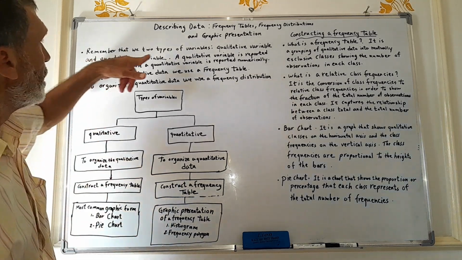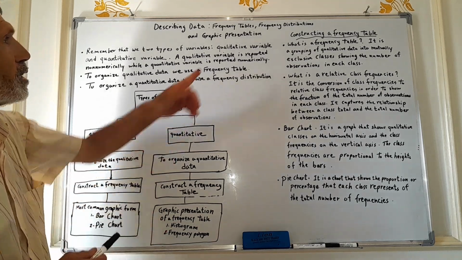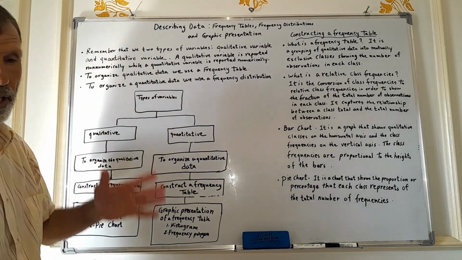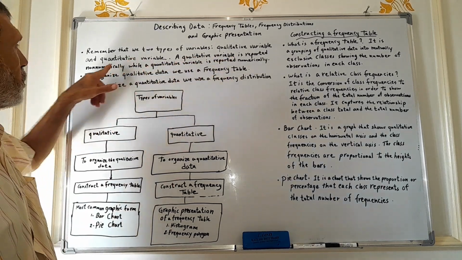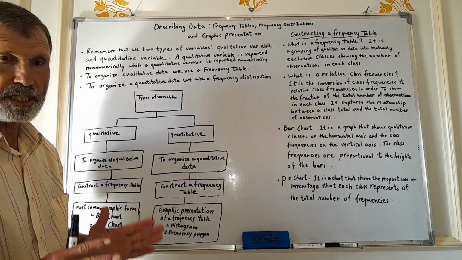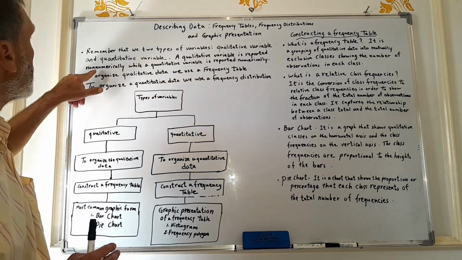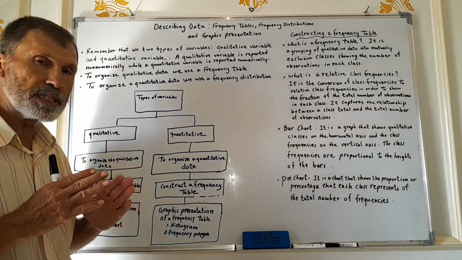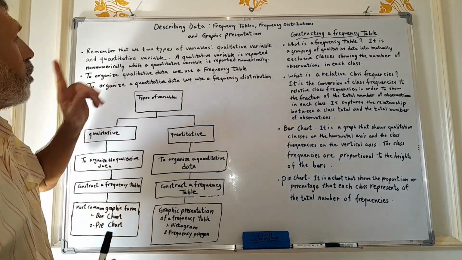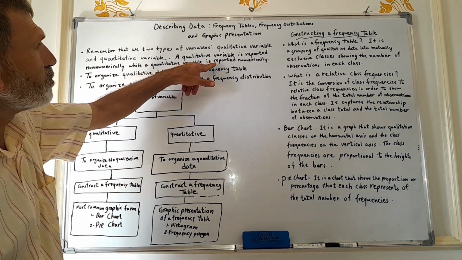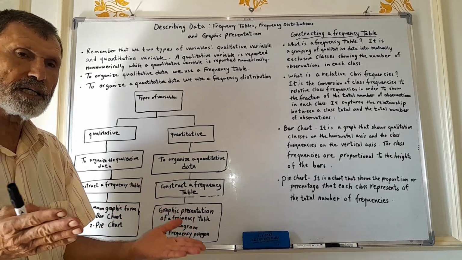So remember, we have already talked about two types of variables, namely qualitative variables and quantitative variables. The qualitative variable is reported non-numerically. Okay? While a quantitative variable is reported numerically. We have already talked about this, the difference between qualitative and quantitative.